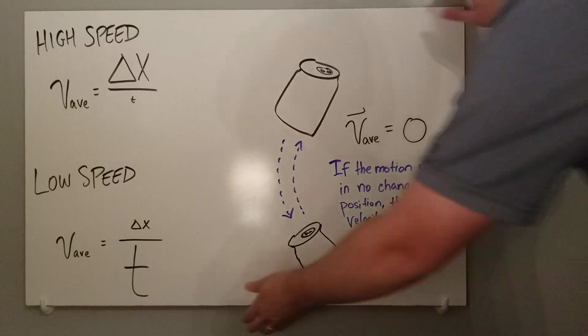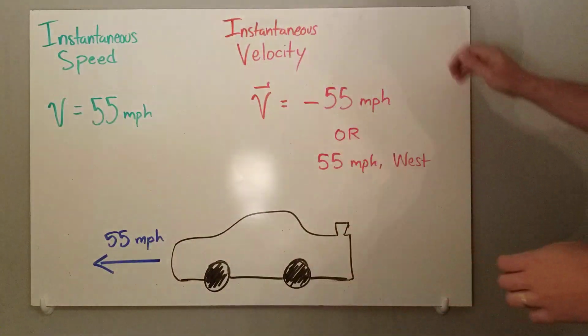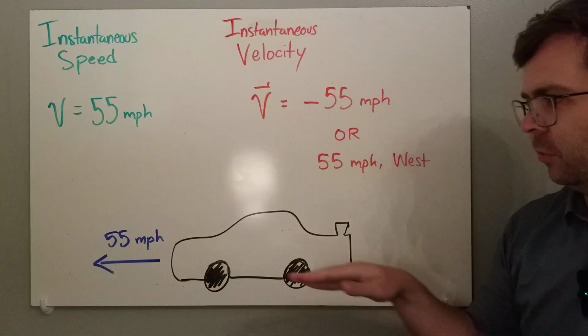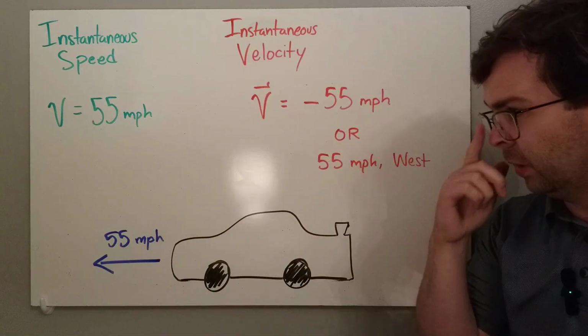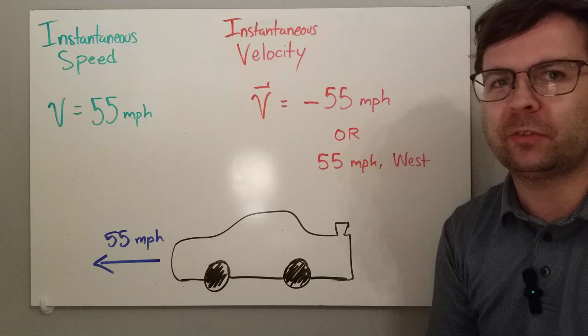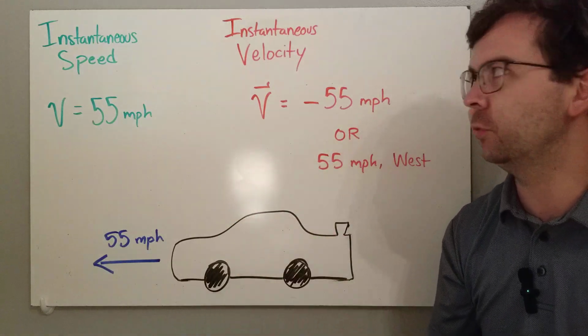So one last little whiteboard here. Let's look at an example of a car moving. Here's my beautiful car that I've drawn. It's moving to the left here, as shown, at a speed of 55 miles per hour. So that's an instantaneous speed. It's currently moving at that 55 miles an hour of speed.